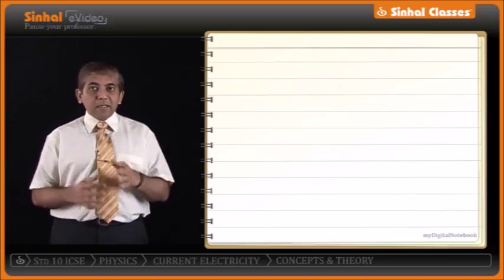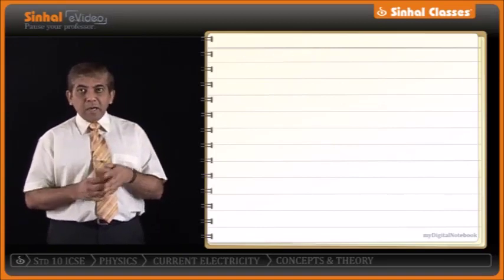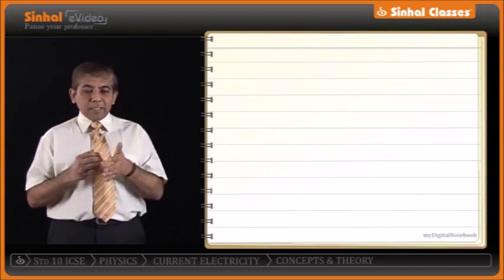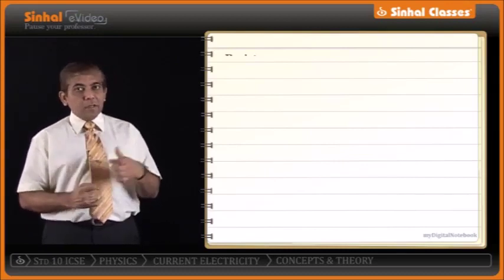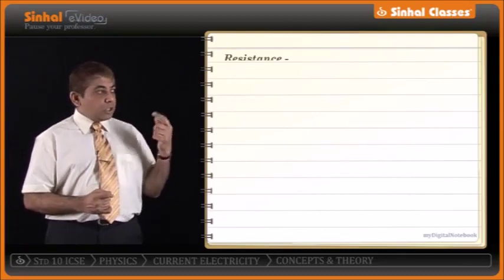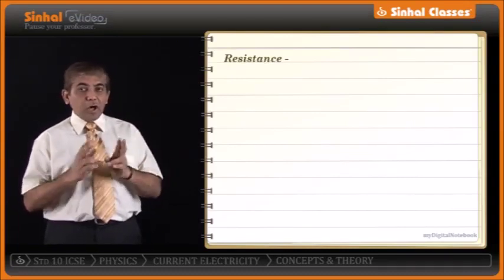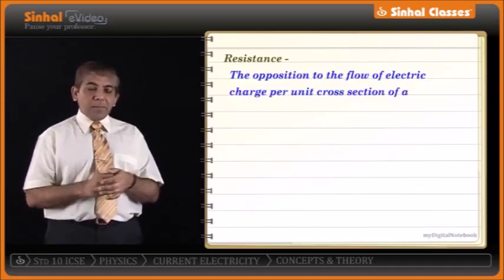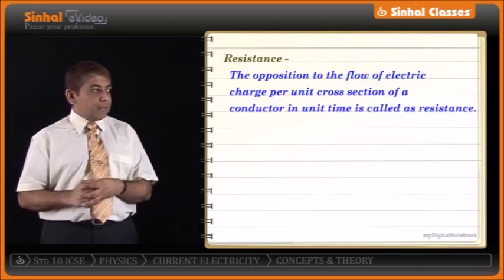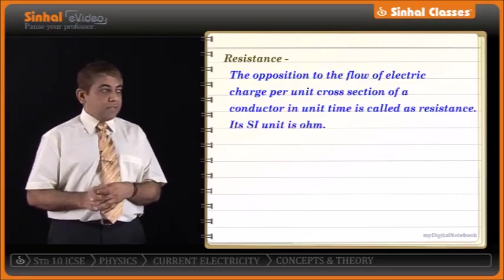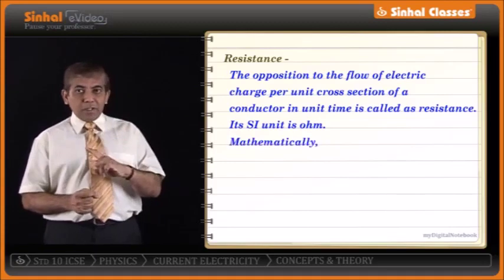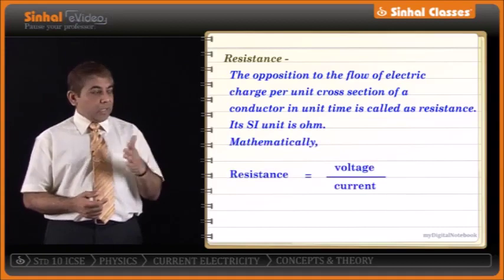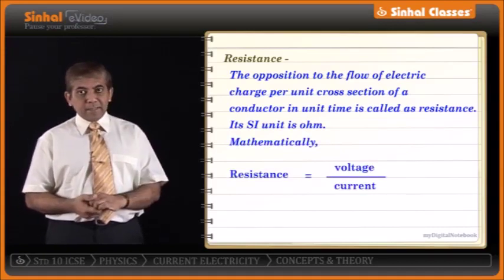Going on to the next one, when I say charge is flowing through it, I have a potential difference. I also have certain opposition that is exerted by the conductor on the particular flow of charge. So when I talk about the resistance that is offered or the opposition that is offered to the flow of electric charge, we say that this particular parameter is the resistance of the conductor. So I define the resistance of the conductor as the opposition to the flow of electric charge per unit cross section of a conductor in unit time is called resistance.